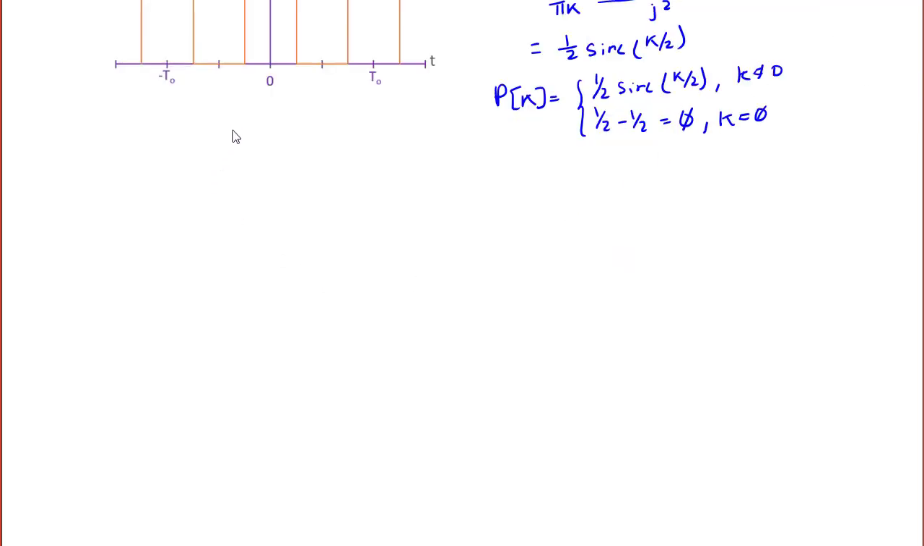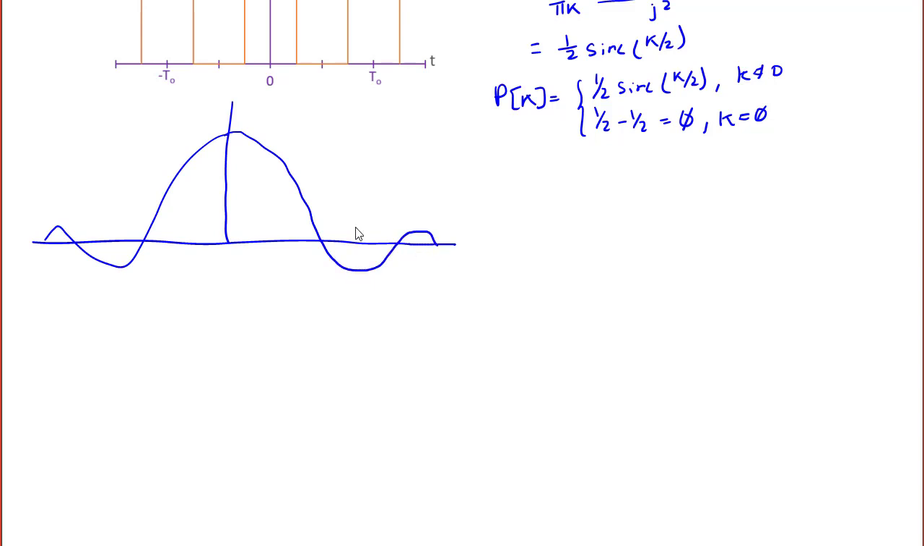So if we were to make a sketch of a sinc function, here we have our sinc, and this would represent g hat of j omega or p hat of j omega. And now we're going to take samples. So we take the samples here.